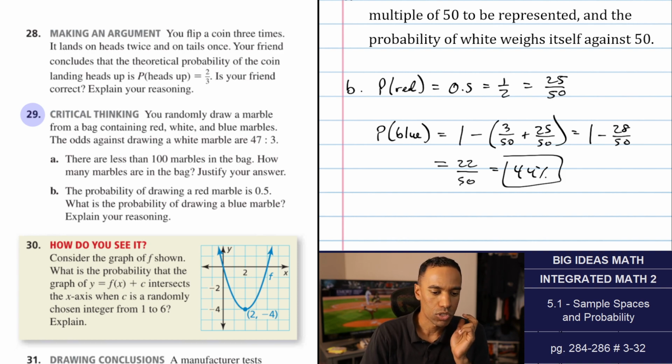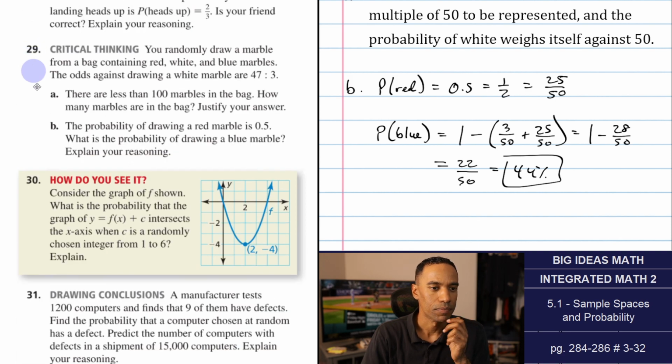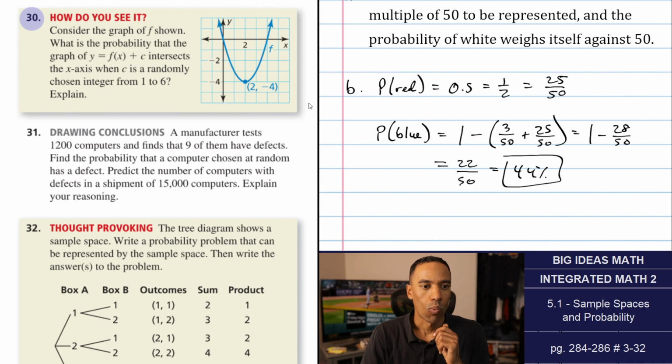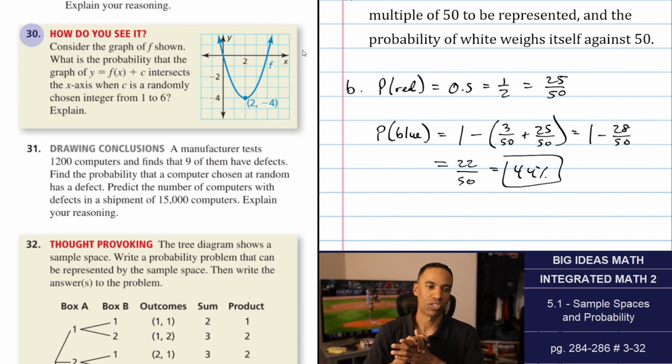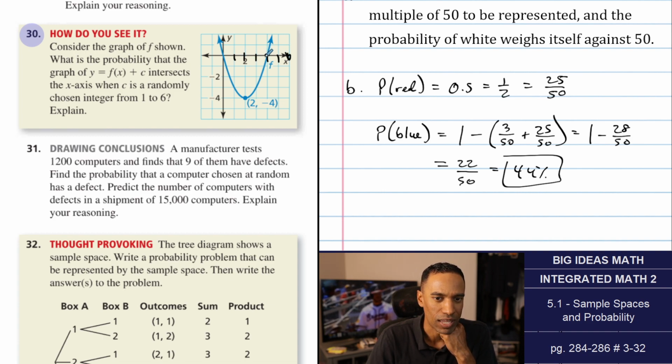Okay, let's go to number 30. How do you see it? Consider the graph of f shown. What is the probability that the graph of y equals f of x plus c intersects the x-axis when c is a randomly chosen integer from 1 to 6? Explain. So on the x-axis, we have 1, 2, 3, 4, 5, 6, and chosen at random, the probability it hits the axis among those, 1 out of 6.